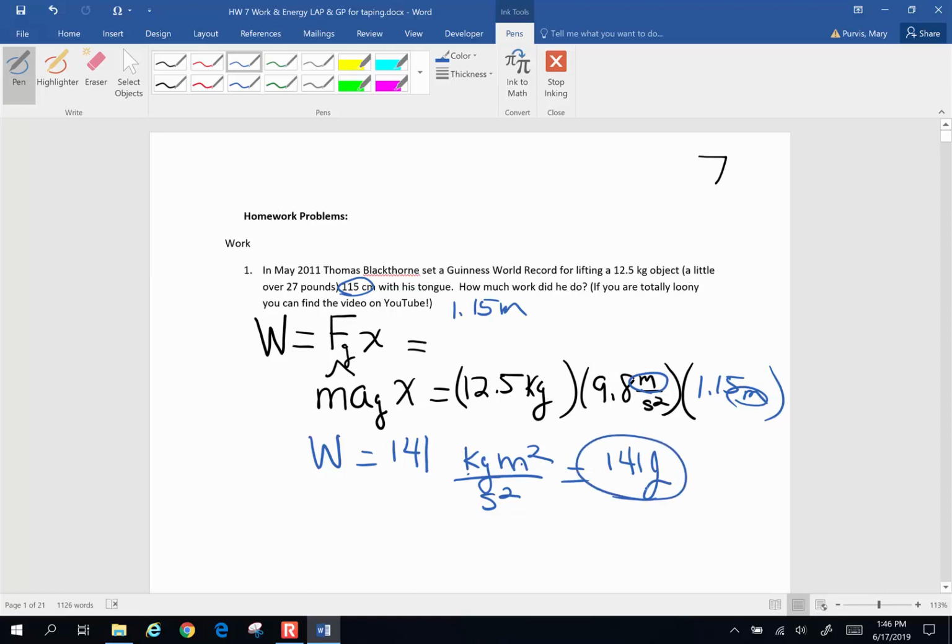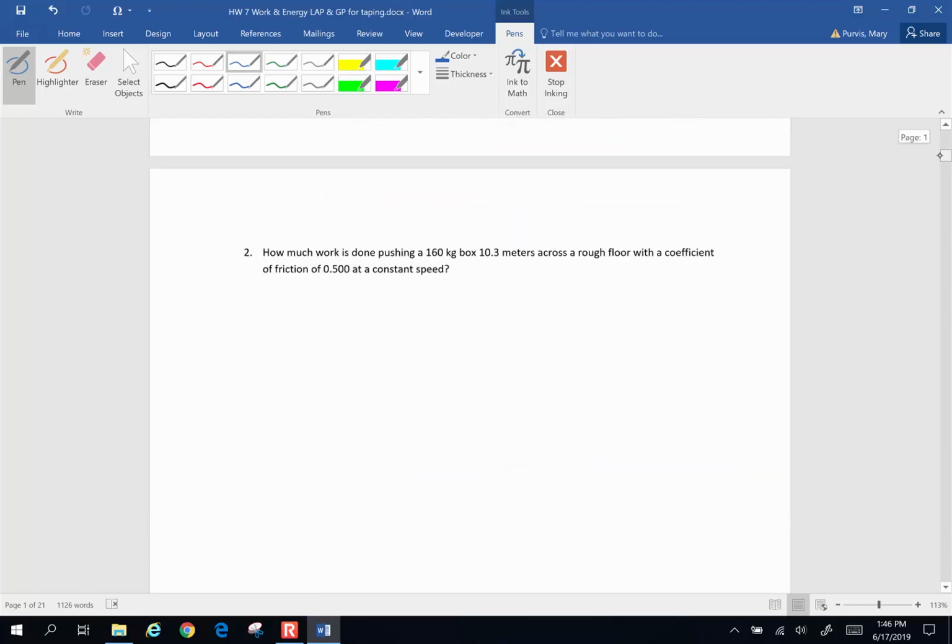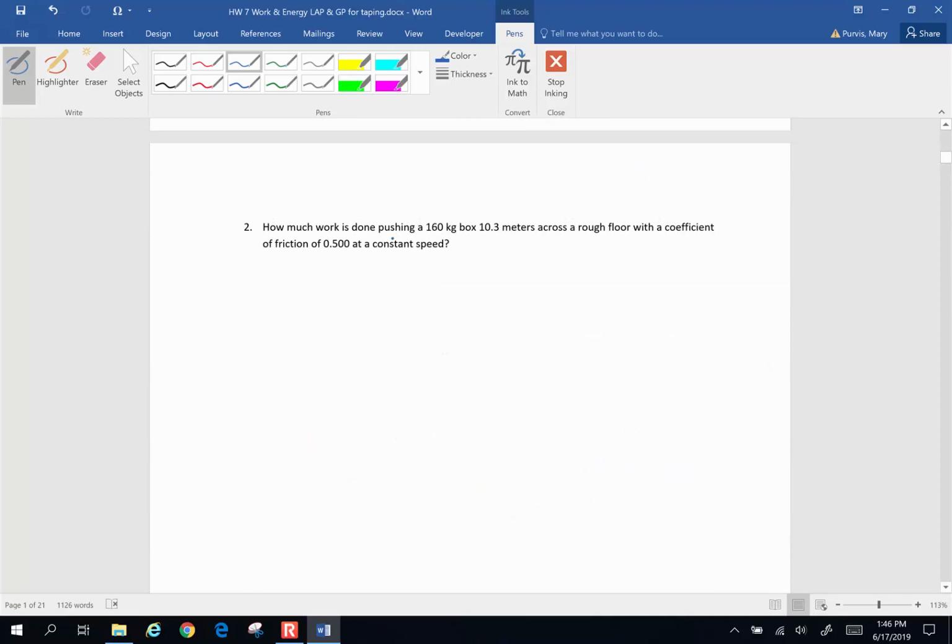All right, next problem. How much work is done by pushing a 160 kilogram box 10.3 meters across a rough floor with a coefficient of friction of 0.5 at a constant speed?